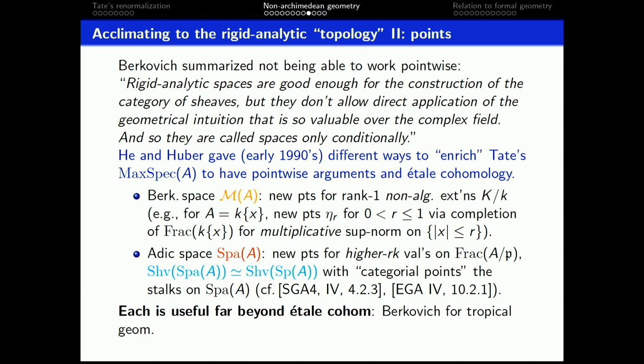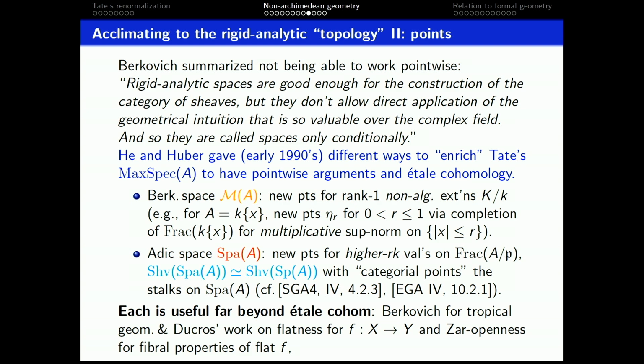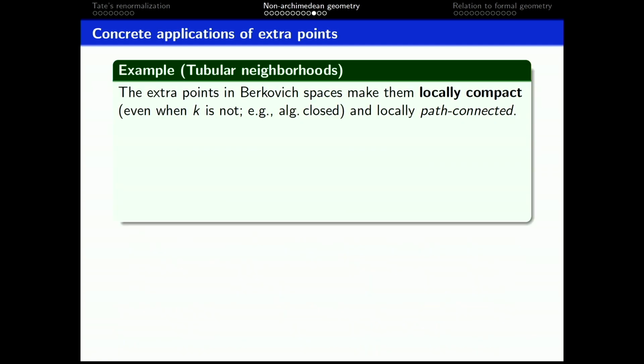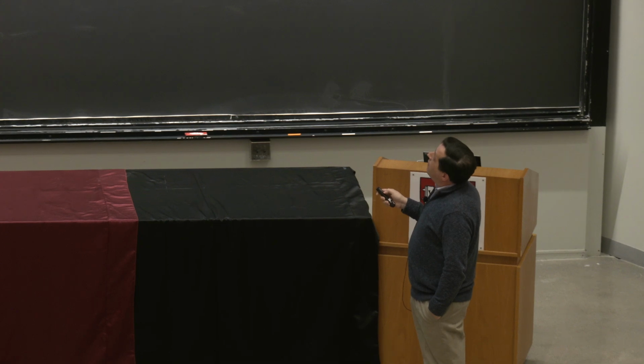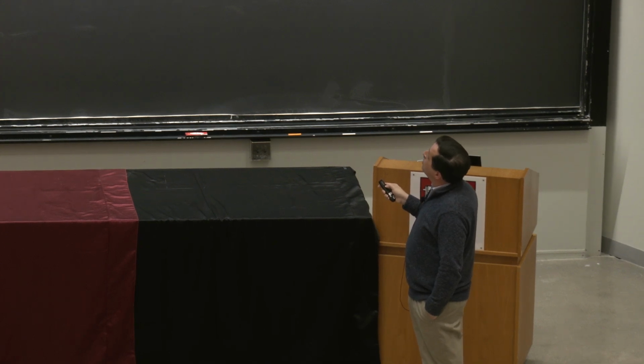These two constructions were very useful beyond étale cohomology. Berkovich spaces get used in tropical geometry. Ducros did some deep work on flatness in usual rigid analytic geometry by converting the problems to the Berkovich setting and using the nicer topological features there. Huber's approach with adic spaces has, of course, been used by Scholze and many others in the perfectoid setting. But I would like to first illustrate some more concrete examples of difficulties from the absence of pointwise arguments, or rather how these richer spaces solve some very concrete questions.